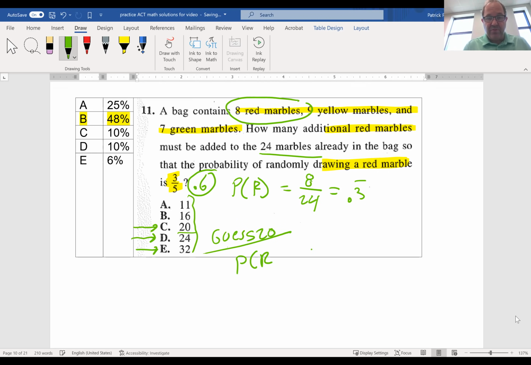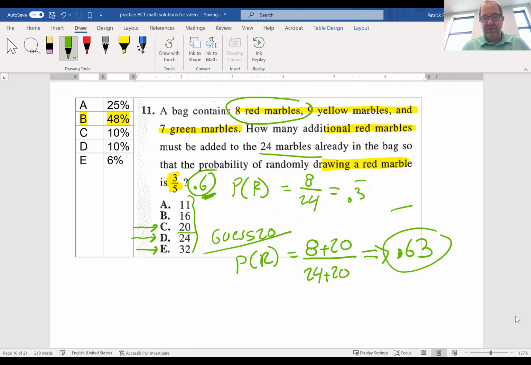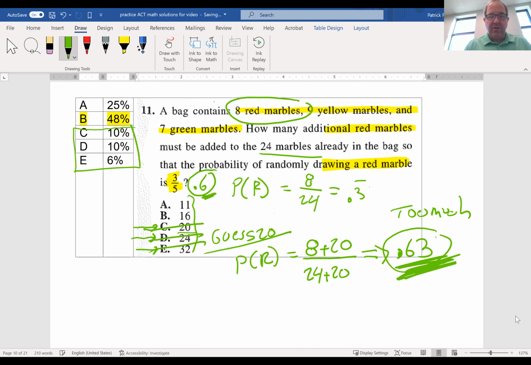So our probability of red will be, well, we're adding 20 more red marbles, right? And that means the total is also going to increase by 20 marbles. I use my calculator for that, and I wind up with 0.63. I'm trying to get 0.6. So that's too much. So I can eliminate these 3 choices. Now think about it. Just by doing that alone, 26% of people would not have guessed those 2 answers. Now this is really close to 0.6. So I'm going to back off and try 16 instead, right?